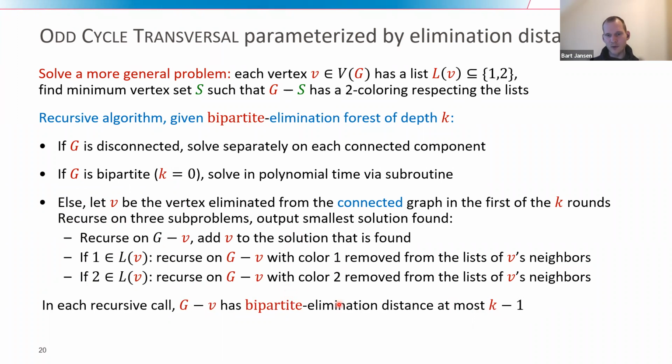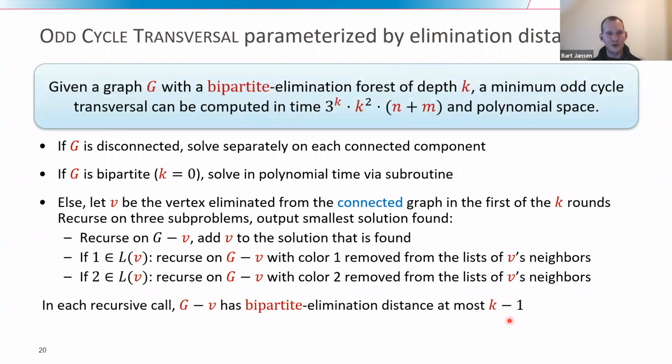and hence these are 3 recursive calls to a problem with a strictly smaller parameter. A standard analysis of bounded depth branching algorithms, with a small caveat for handling this disconnected case where the parameter doesn't go down, but at least we split into separate vertex sets, shows you that this algorithm will solve the problem in a running time that's 3 to the k squared, and linear in the size of the graph. Right, so if we have an elimination sequence of k rounds, then this is the running time we get.